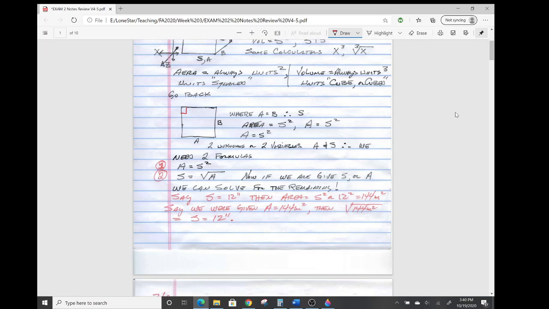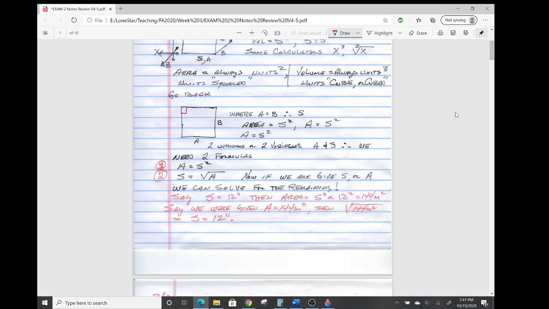The area is S squared. Area equals S squared. You have two unknowns or two variables. You have the area and you have the side. Therefore, we need two formulas. The apparent formula, the one we started with, the area equals side raised to the second power, or side squared. And then we want to solve for what if we were given the area and we wanted to know what the side would be.